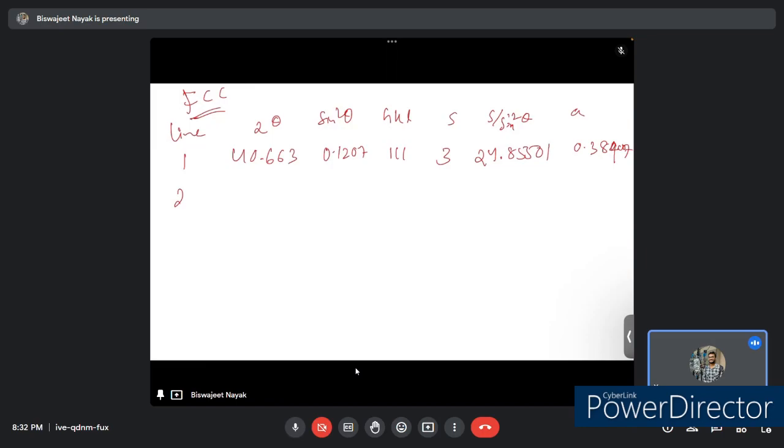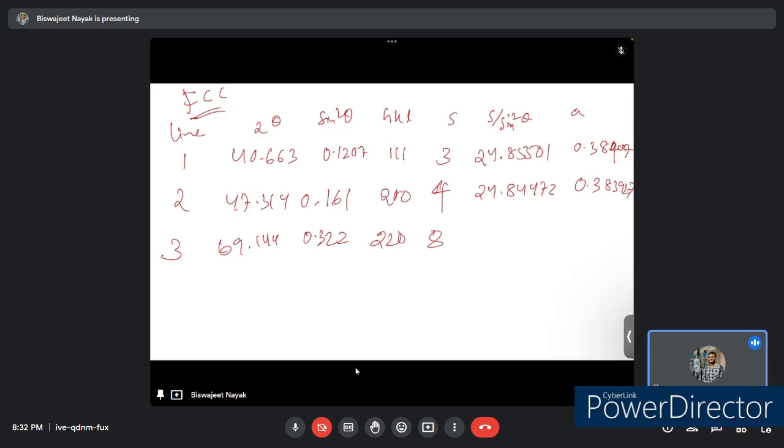For line 2 it is 47.314, as per the 161, HKL become 200. For S=4 the ratio becomes 4472 and the A value becomes 0.387. For the next theta value, sin square theta will become 0.322. For HKL 220, S will become 8 and the ratio remains the same.